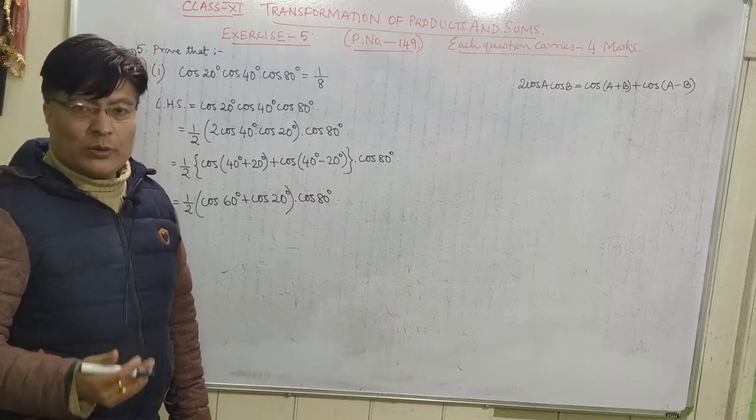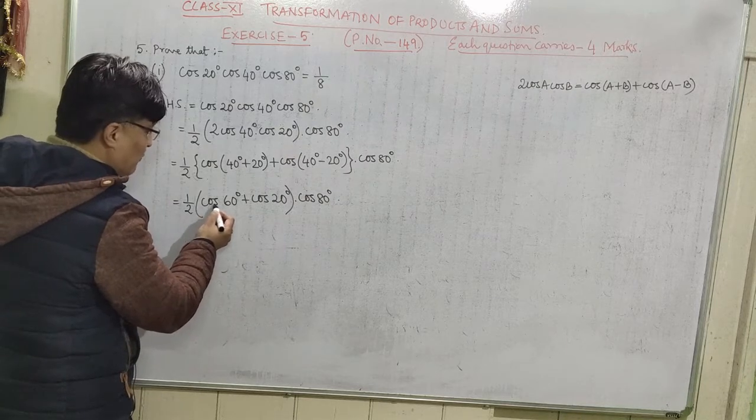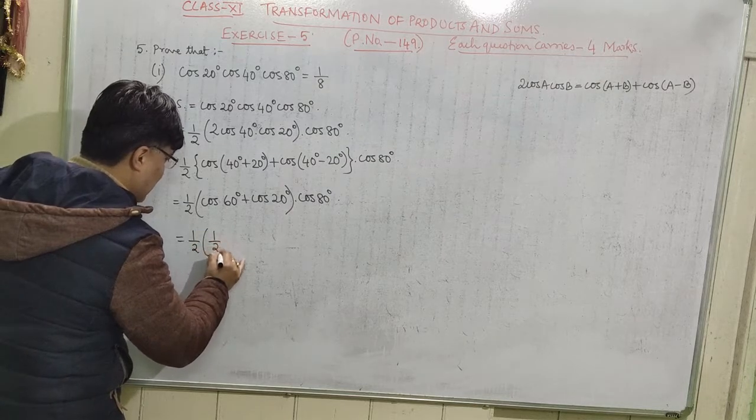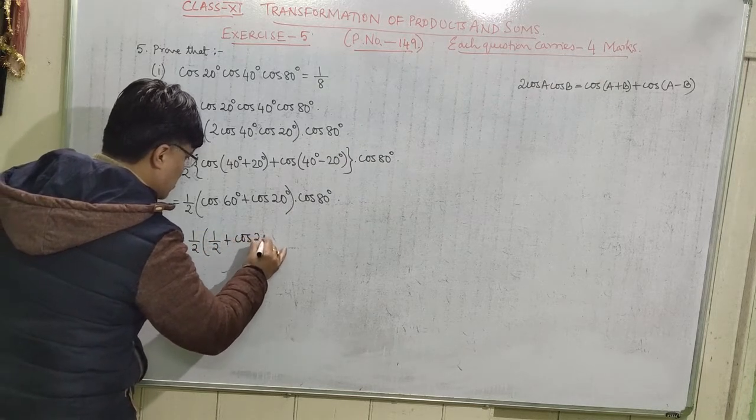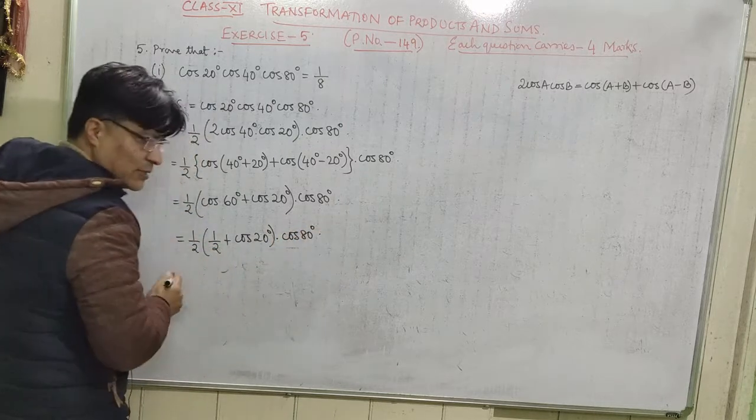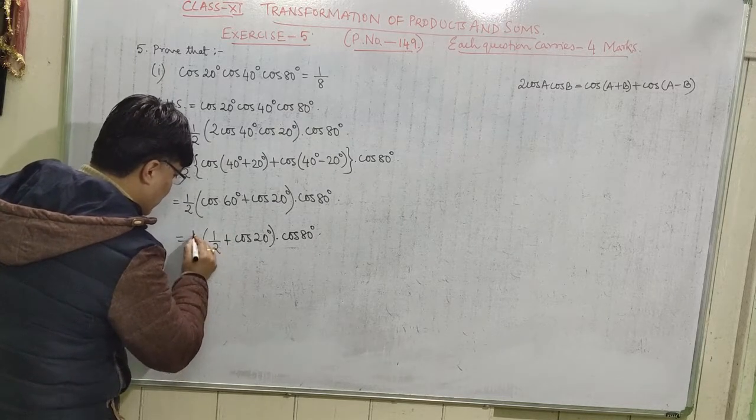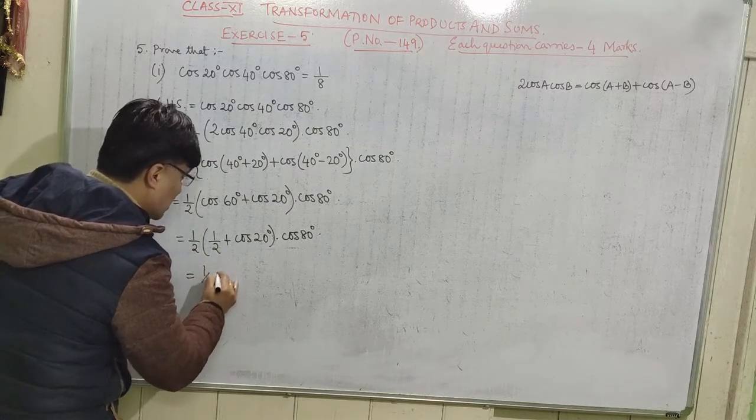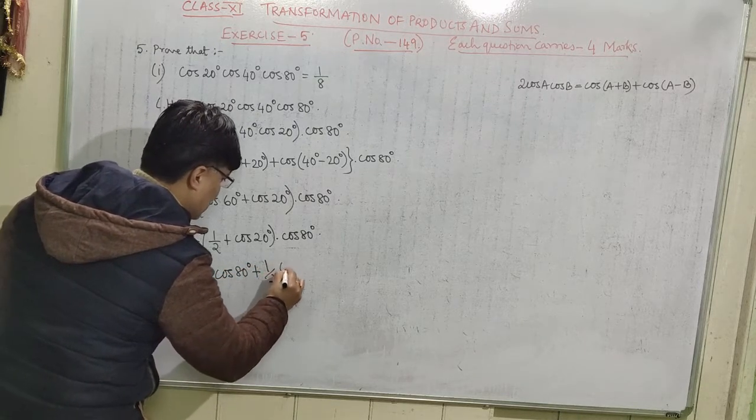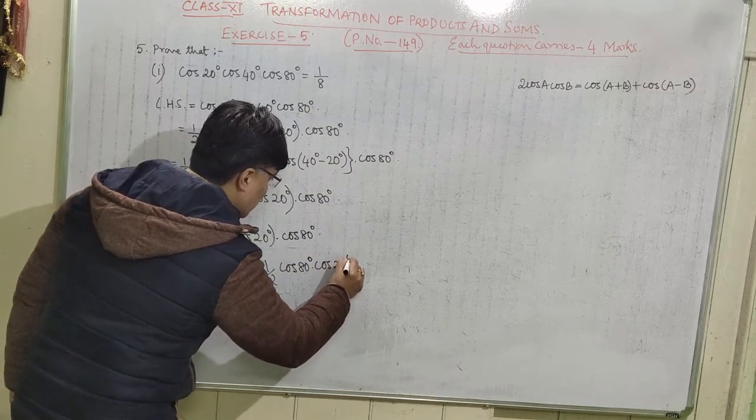So now what will you do in the next step? Since 60 degree is the standard angle, you know the value of cos 60, which is half. So it is equal to half within bracket, half plus cos 20 degree, bracket closed, into cos 80 degree, right? So let us simplify it. Let us multiply them. Half into half is 1/4. Then we can use cos 80 degree plus then half. Let us write cos 80 degree first. Then let us write cos 20 degree.